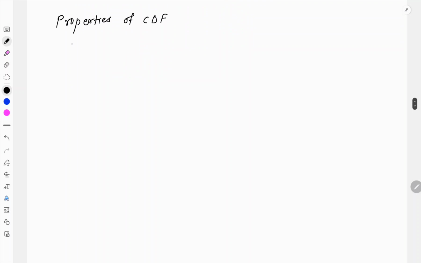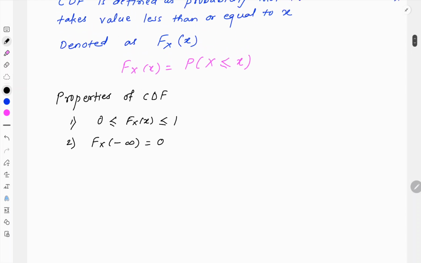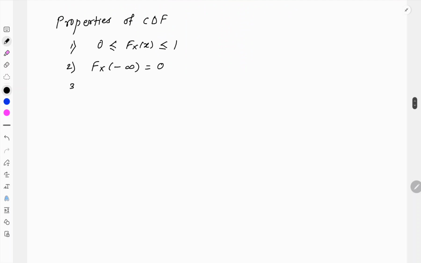So the first property, the value of CDF is always between 0 and 1. So we can denote it as CDF lies between 0 and 1. Second property, the value of the CDF function at minus infinity is 0. Third property, the value of CDF at plus infinity is 1.